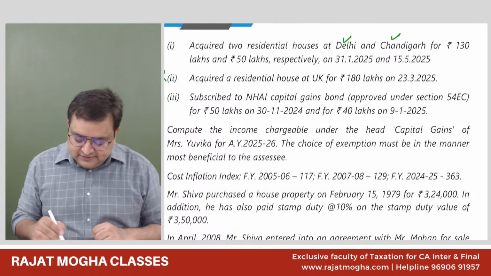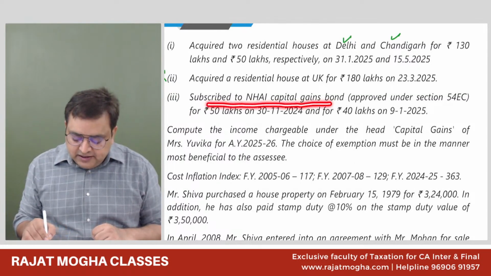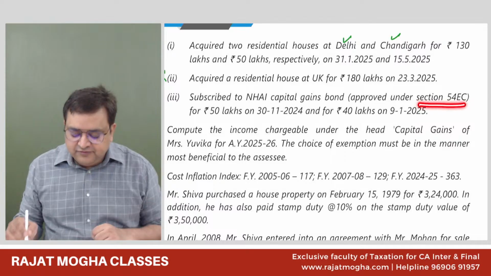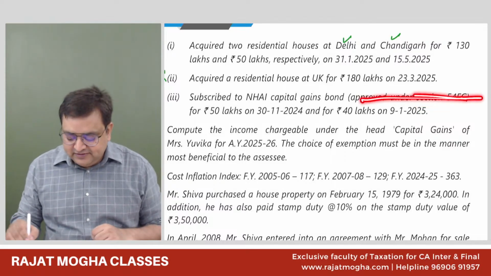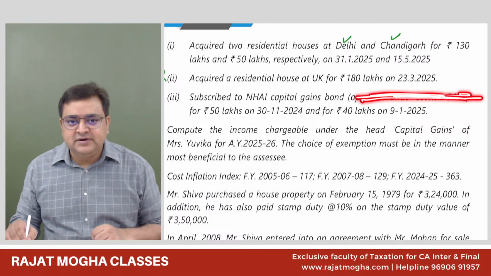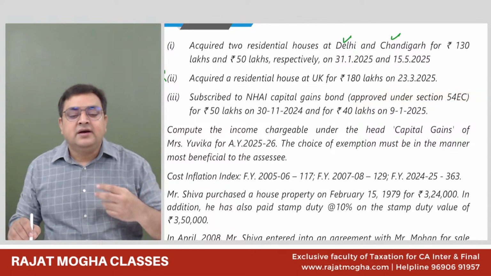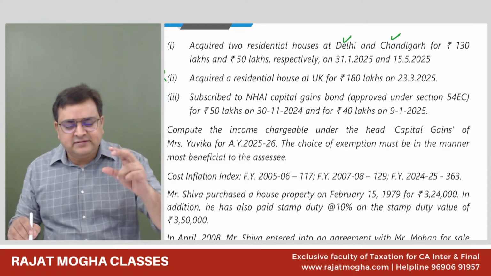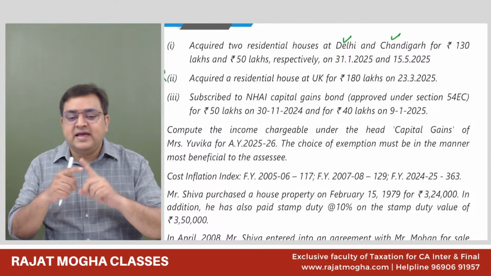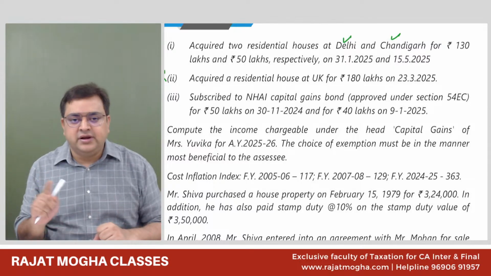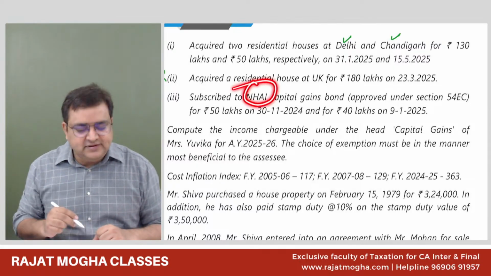Third, subscribe to NHAI capital bonds approved under section 54EC. Although they have mentioned 54EC, otherwise if they would not have mentioned it, we know that in 54EC we can purchase some bonds, NHAI, RECL, other notified. But please remember, for your examination purpose, NHAI, not NABARD, guys, not NABARD, NHAI or RECL.